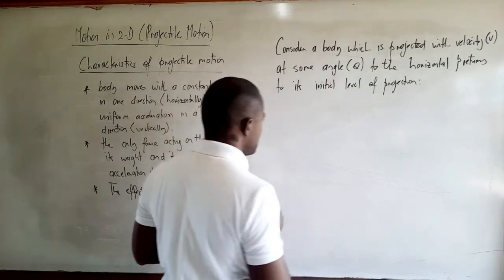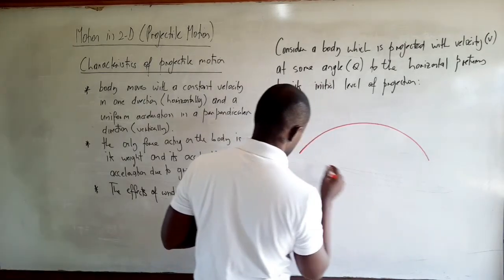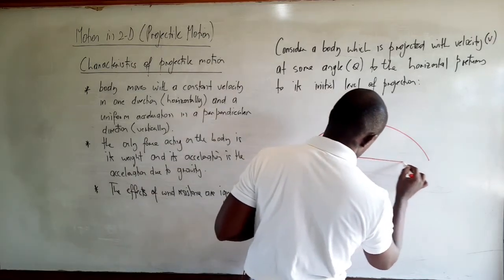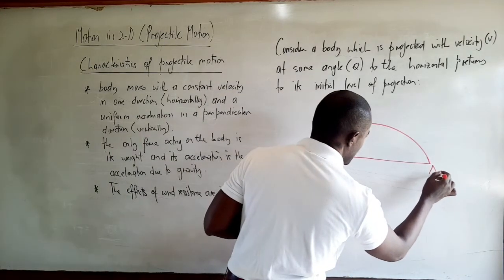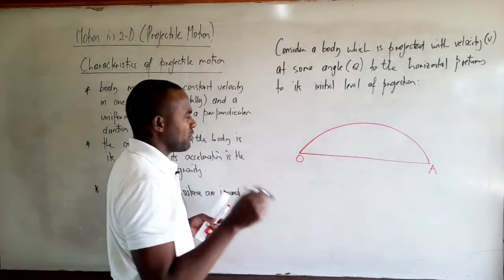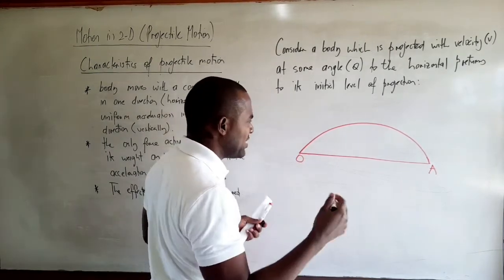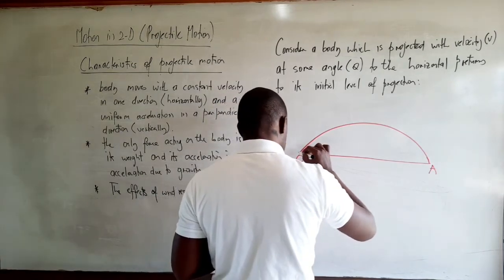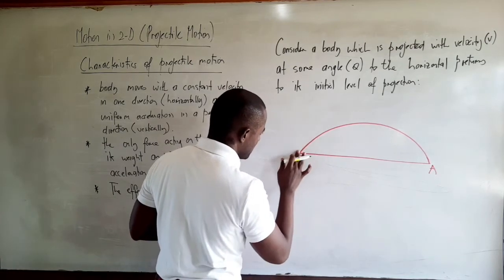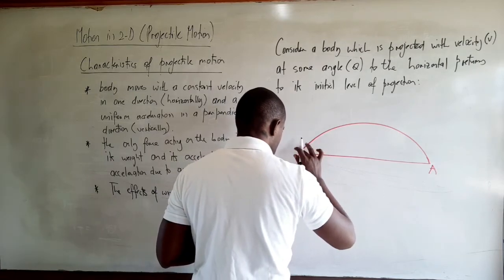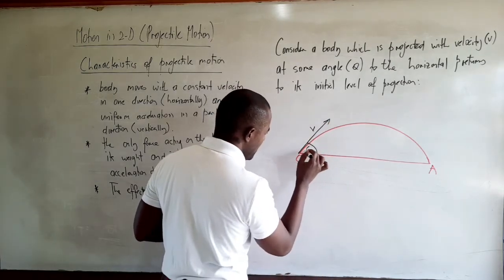So let this be the path of the body. And let's call this point O from which it's projected, and this point A. Right? So the body is projected with a velocity v at some angle theta to the horizontal. So this velocity, of course, will be tangential to the actual path that the body is traveling. Right? So this is the body's velocity v at some angle theta to the horizontal.